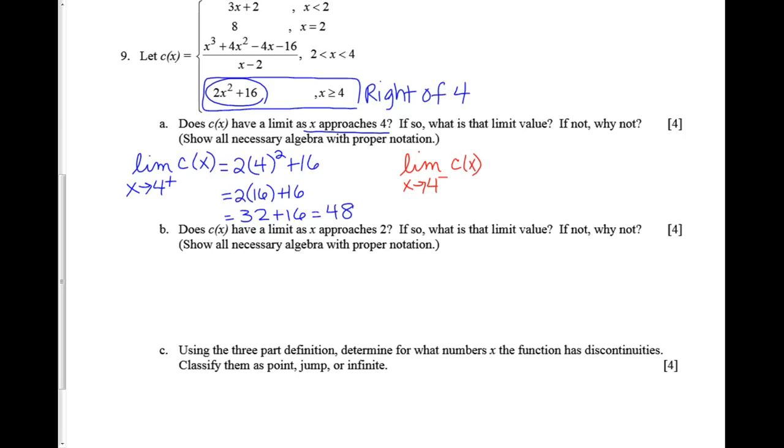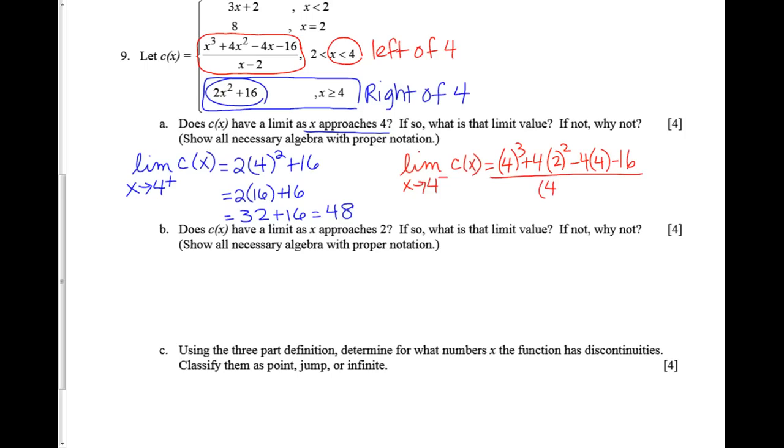Now I need to do the limit from the left. The left is when I'm less than 4. X is less than 4 in this piece right here, which is a big, ugly rational function, but that's not going to matter. That's when I'm to the left of 4. So I'm going to plug in. I'm plugging in, I have 4 cubed plus 4 times 4 squared minus 4 times 4 minus 16 all over 4 minus 2. Oh, I don't know why I put a 2 in there. Hold on. Up on the top of the function there, I was plugging in 4 for all of my x's.